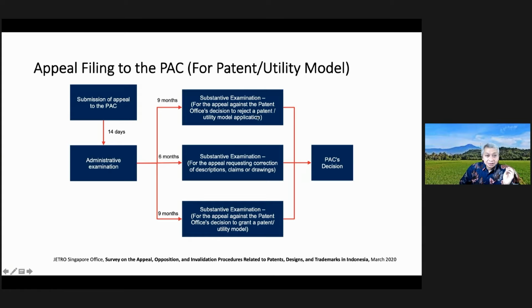Substantive examination for the opposition, against, and the second is substantive examination for the appeal correction. I'm sorry, the cursor is not seen, so I changed to the laser pointer. Okay, the second is substantive examination for the appeal correction.